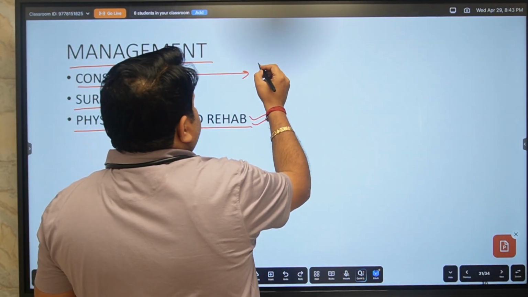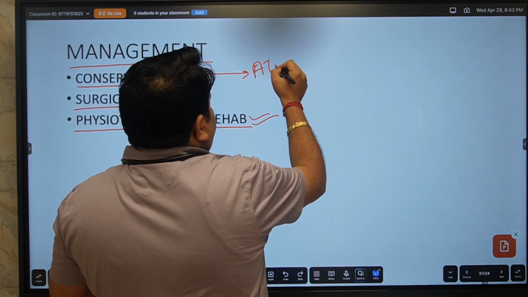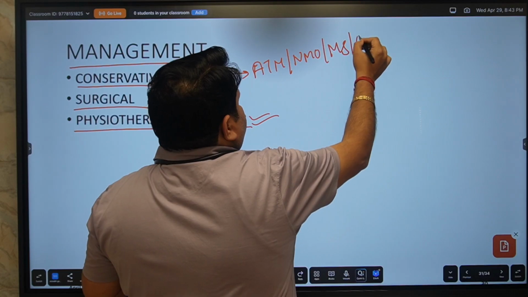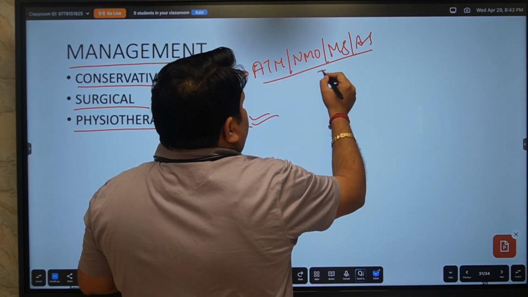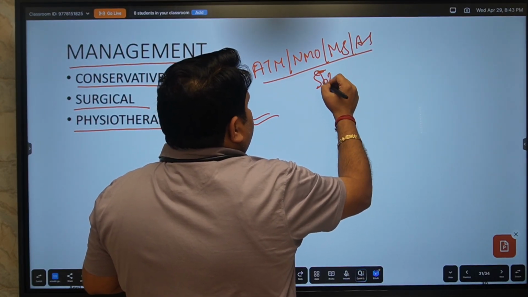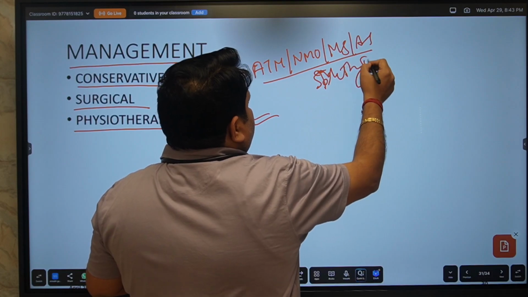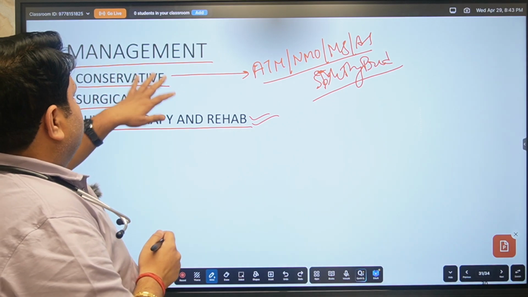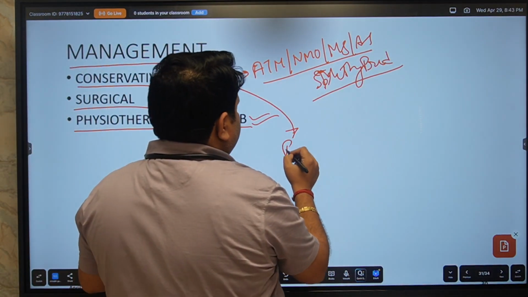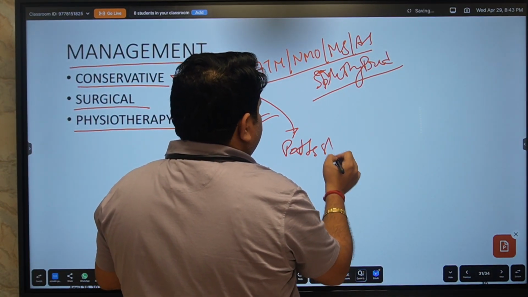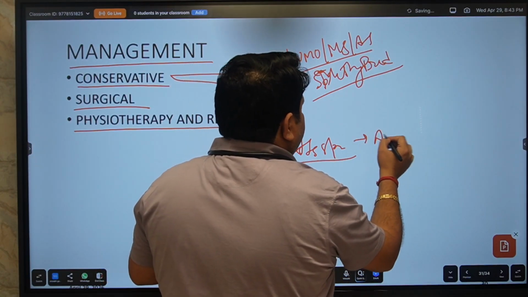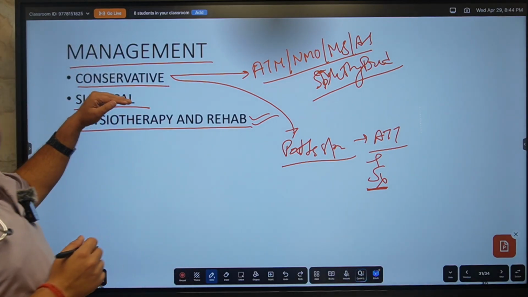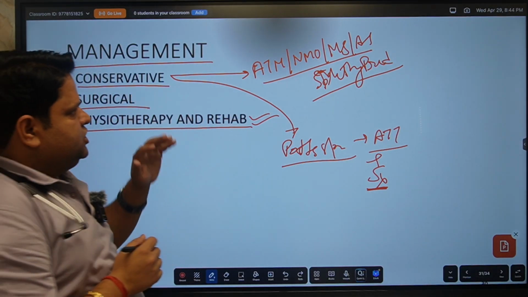Conservative management: if there is acute transverse myelitis, NMO, acute attack, MS or anti-MOG, usually treatment is Solumedrol or methylprednisolone pulse therapy, 1 gram per day for 5 days. If we are suspecting Pott's spine, after investigation, then ATT, antitubercular treatment, plus surgery if there is a major compression. For compressive myelopathy, treatment is usually surgical.